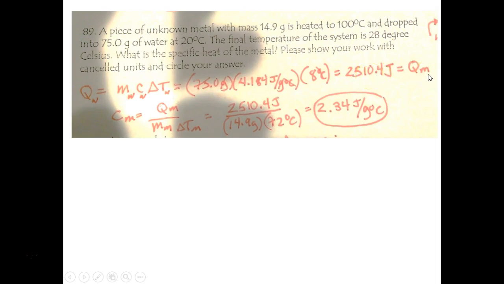That must also come from the hot metal, so assuming perfect insulation, which we do, we can plug that in. We have the mass of the metal. We have the change in temperature of the metal because it started at 100 and it went down to 28. And so we can solve now.